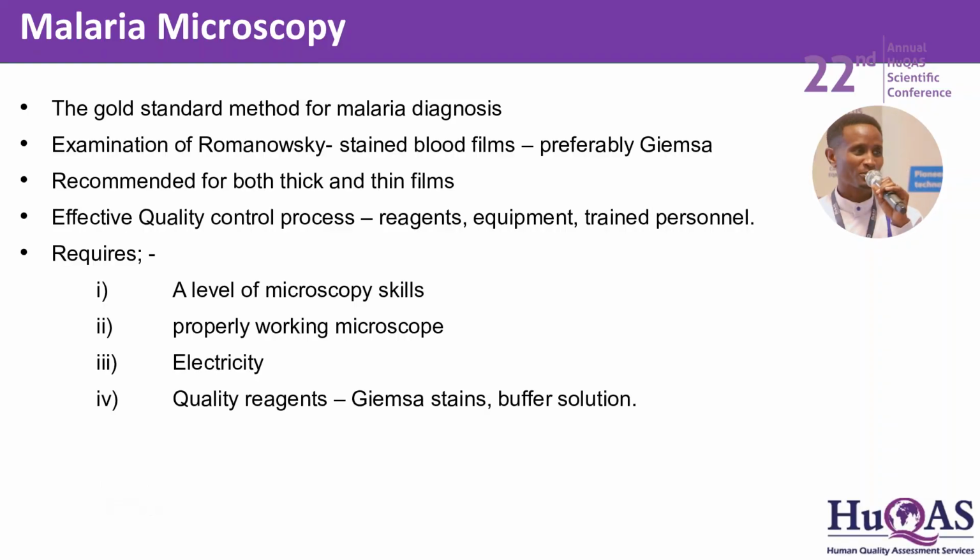So malaria microscopy is the gold standard method for diagnosing malaria. We have other methods, yes, but this one is the gold standard because it has an advantage whereby we are able to use our thick and thin films to detect and actually speciate the malaria parasites. So we supply the participants with Giemsa-stained malaria parasite blood films, both thick and thin films.